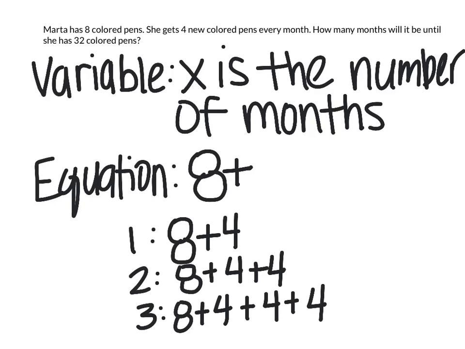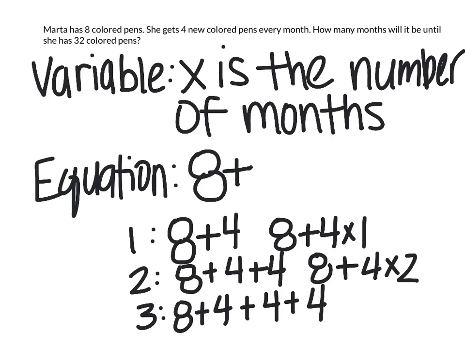I'm starting to notice a pattern here. Every time I'm adding 8 and some 4s, I could write it like this. 8 plus, I have 1 4, 8 plus, well, here I have 2 4s, so 4 times 2. Here I have 3 4s, so that could be 8 plus 4 times 3. These here will help me to write my expression or my algebraic equation.